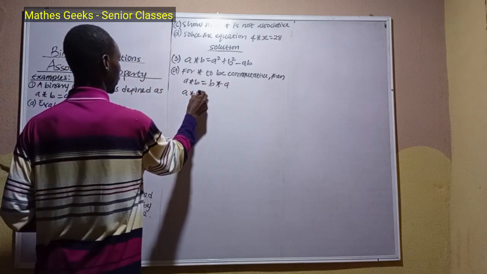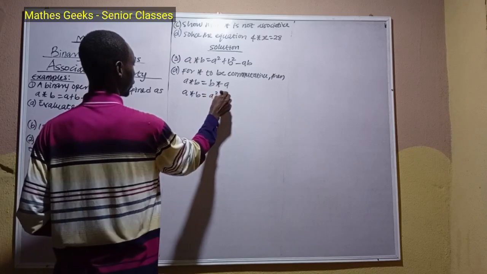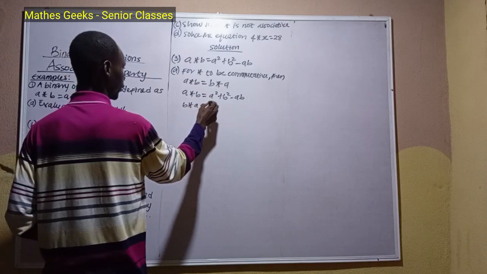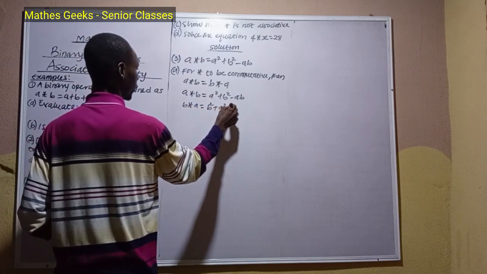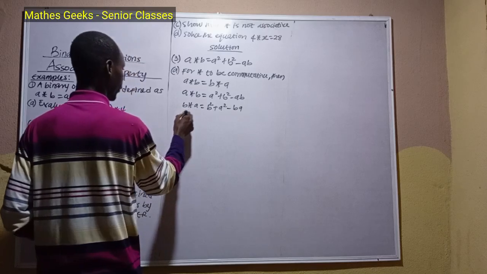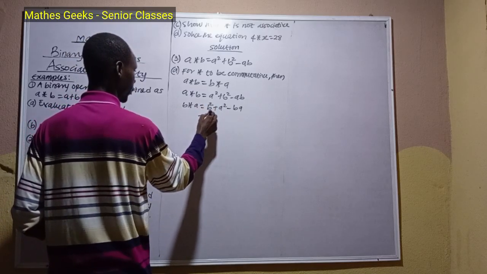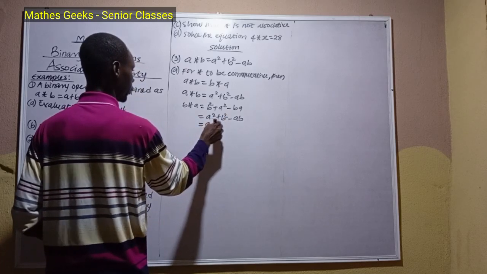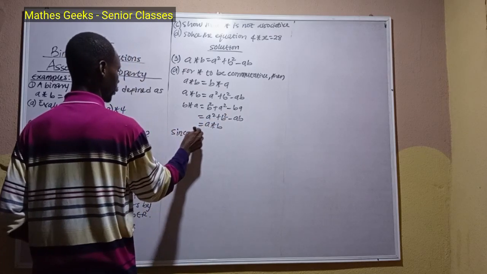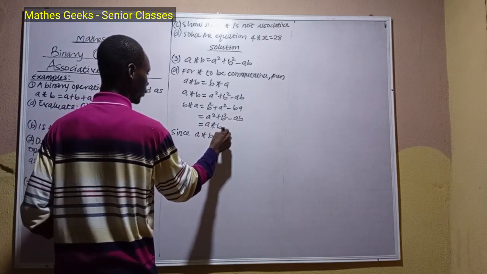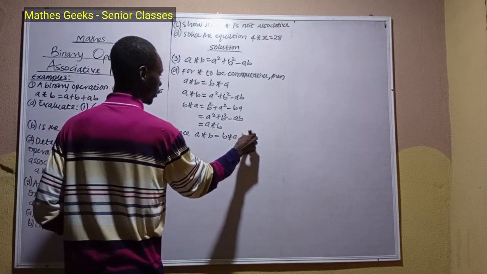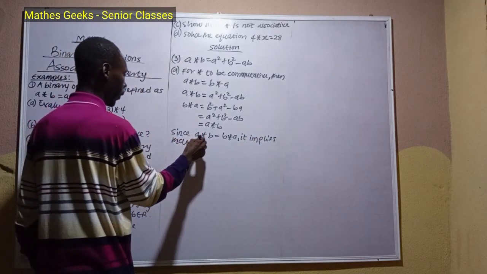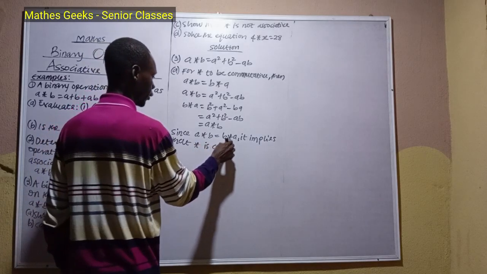a star b is equal to a squared plus b squared minus ab, and b star a is equal to b squared plus a squared minus ba, which is the same as a squared plus b squared minus ab, which is equal to a star b. Since a star b is equal to b star a, it implies that star is commutative.